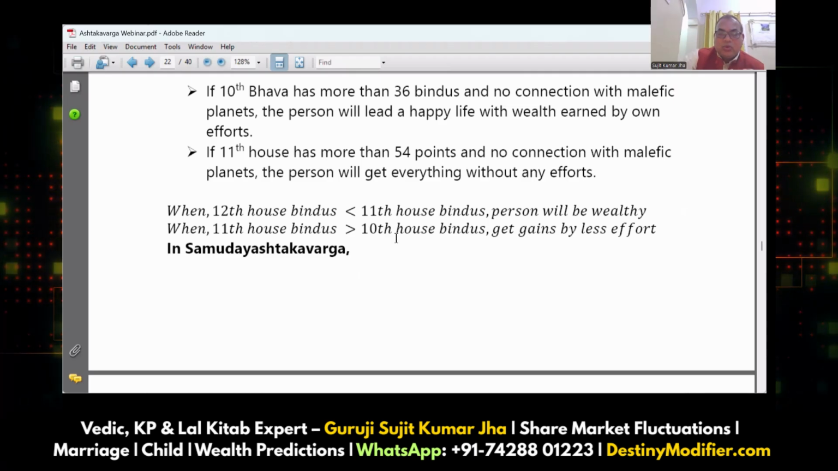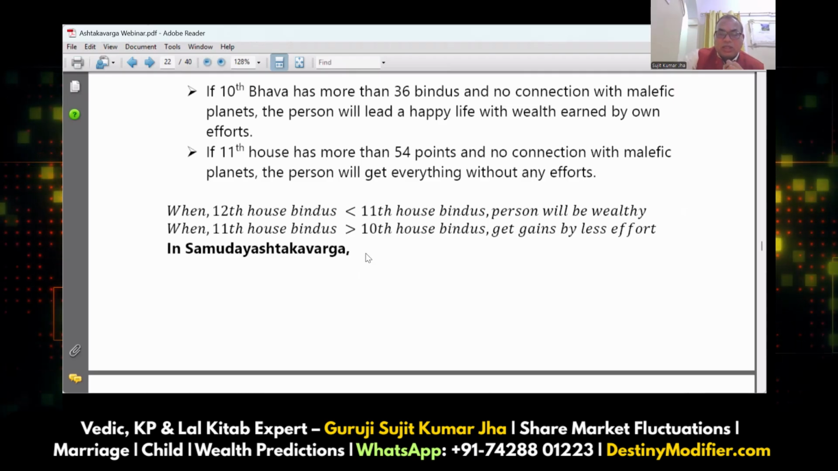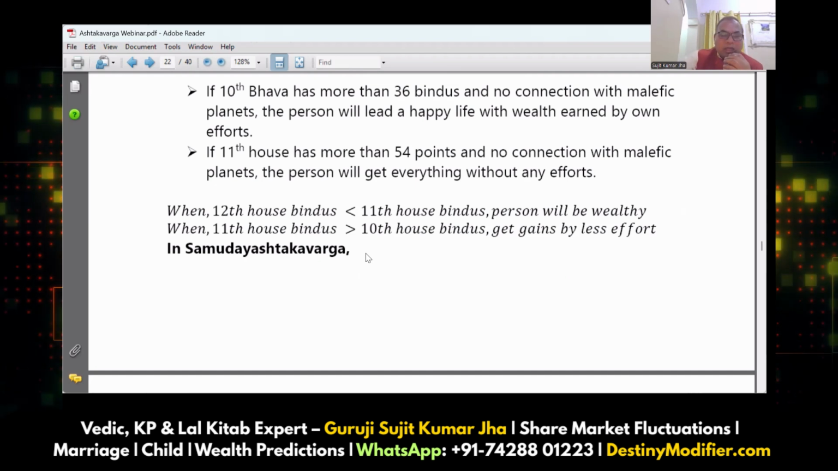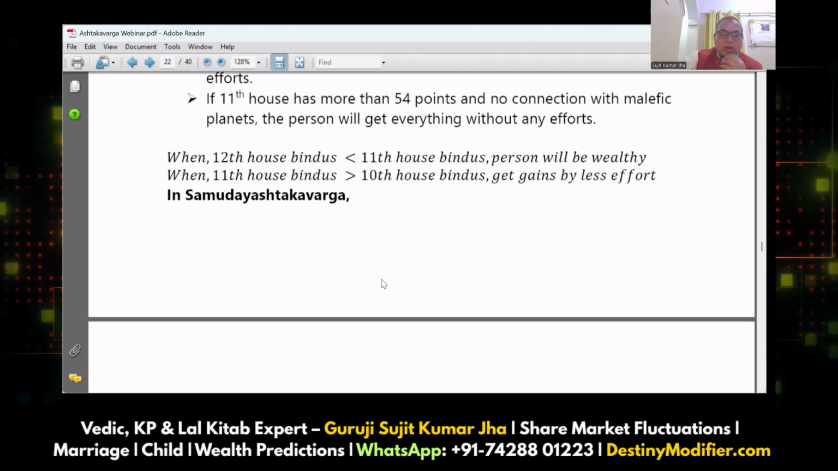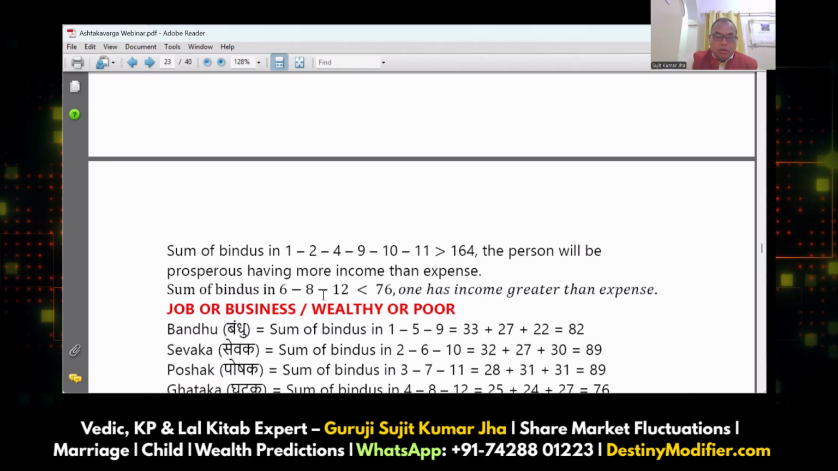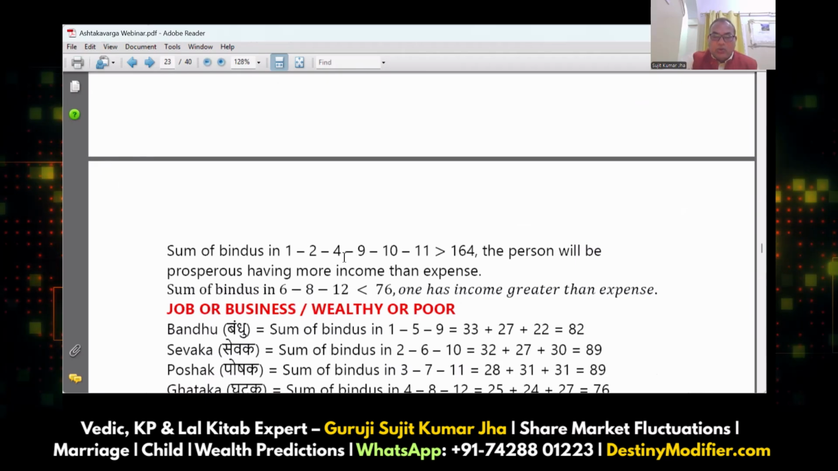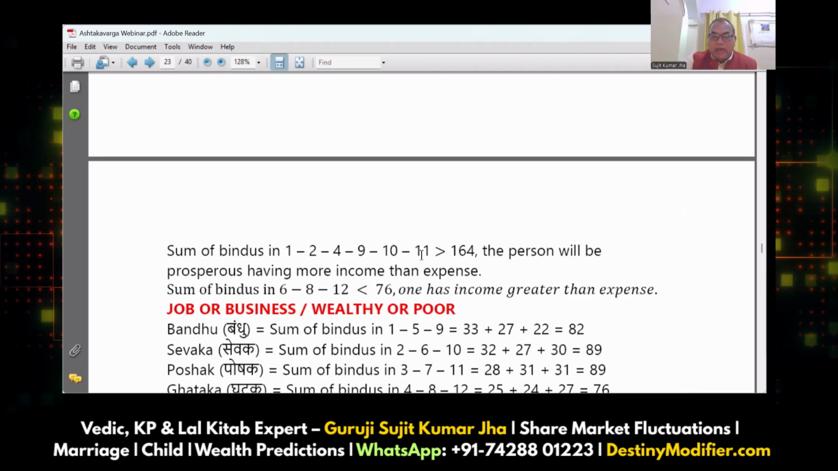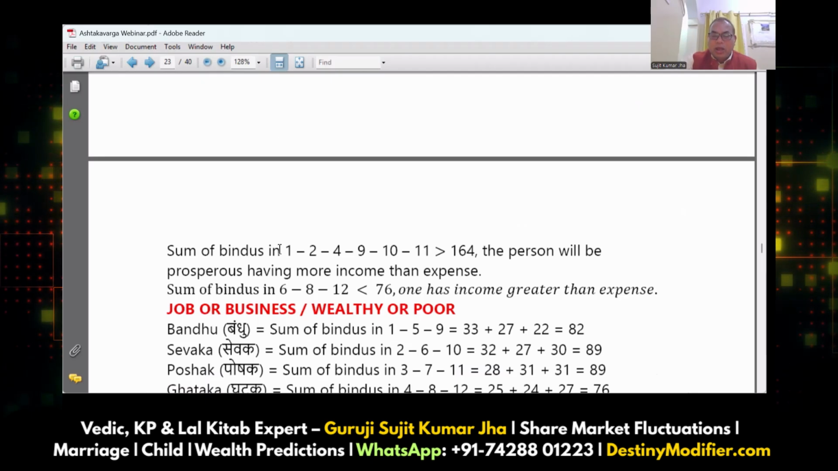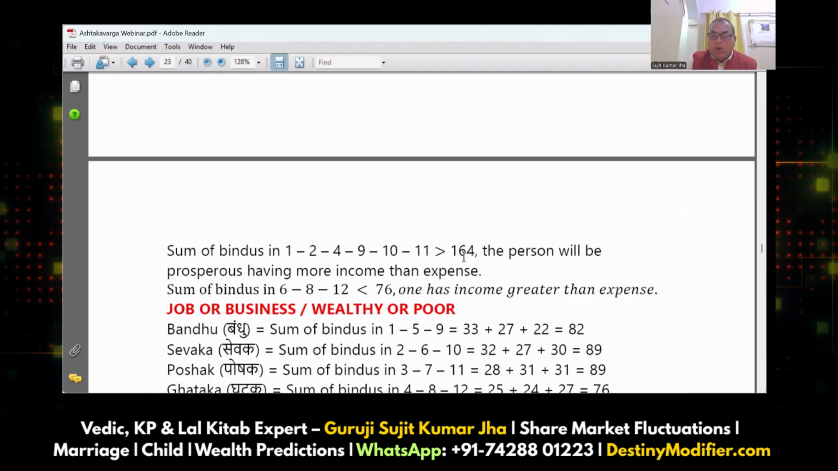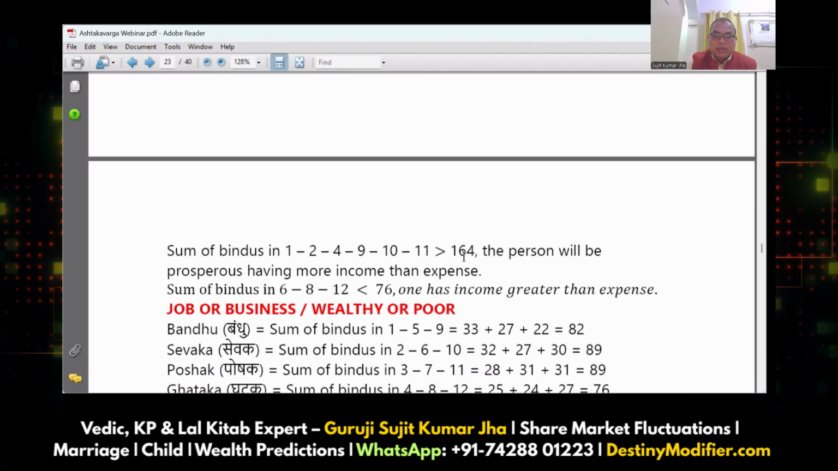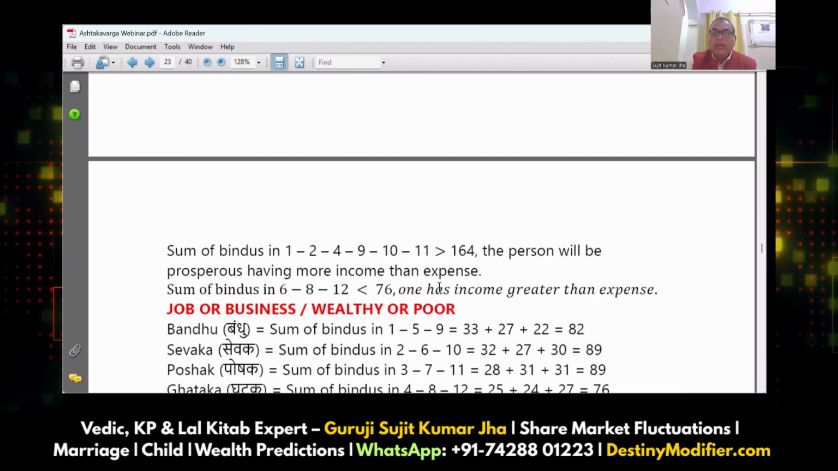By only seeing the points in these houses, you can predict easily, and that will give the correct answer 80% of the time. Now, add the points of the first, second, fourth, ninth, 10th, and 11th houses in Samudayak Ashtakavarga. If it comes to more than 164, it means the person will be prosperous, having more income than expense.